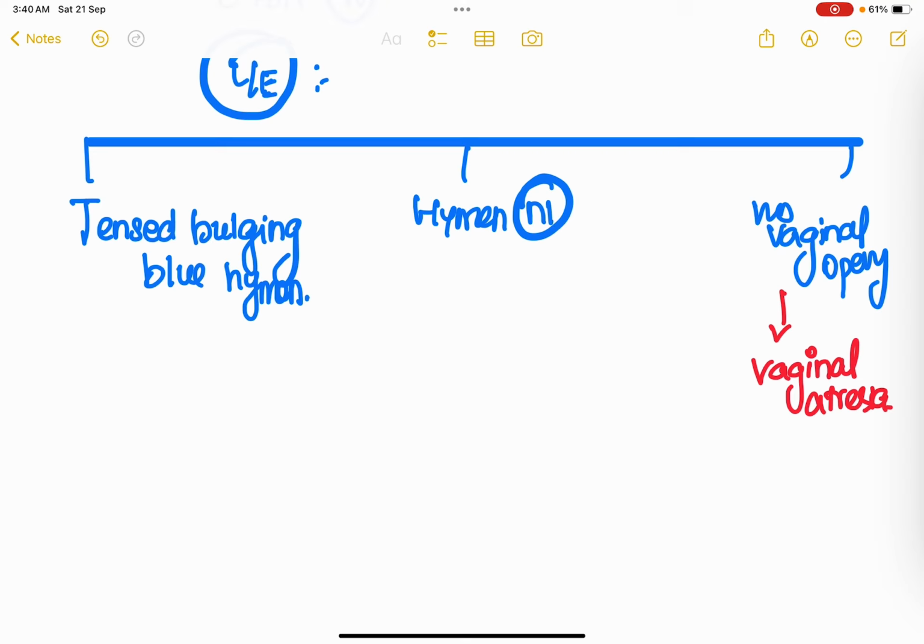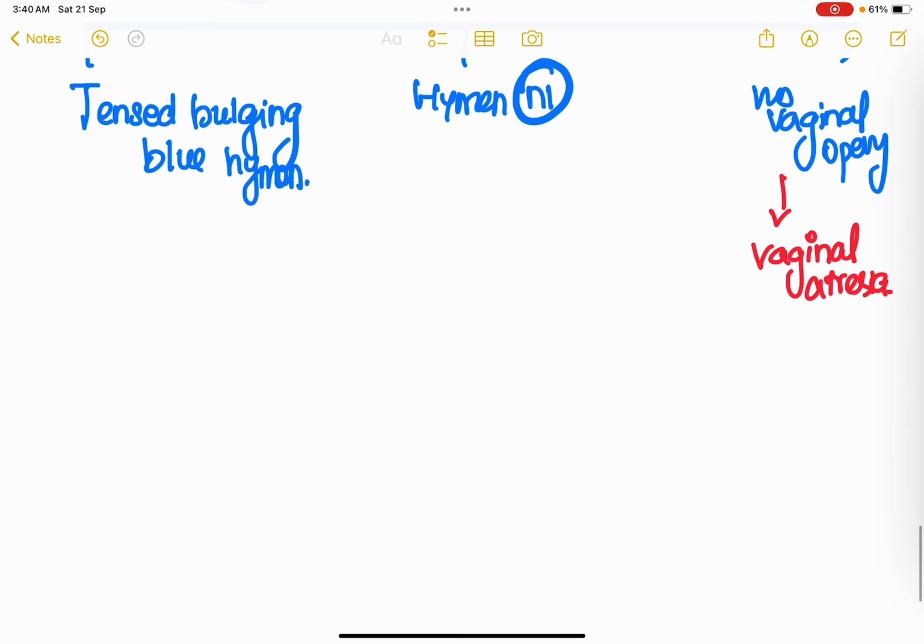So why is it tensed, why is it bulging, why is it blue? It is because every month the female is going to experience menstruation, and whatever menstruation occurs in her, the blood is going to get collected inside itself. There is no bleeding per vaginum that is going to happen in that female. The menstrual blood is going to get collected inside itself.